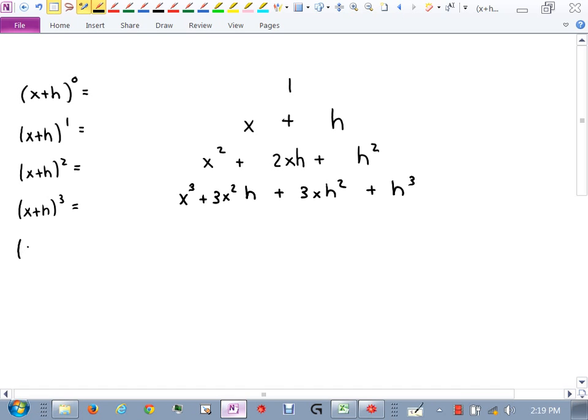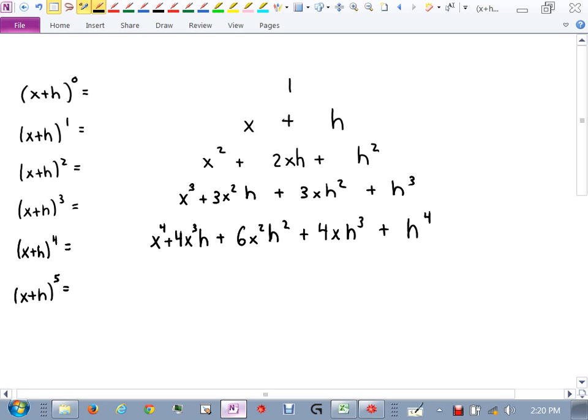How about x plus h to the 4th? Imagine if you had to do that by hand. It'd be pretty nasty, wouldn't it? But you get x to the 4th plus 4x cubed h plus 6x squared h squared plus 4xh cubed plus h to the 4th. And I could keep going all day long and keep popping these things out because there's a pattern.